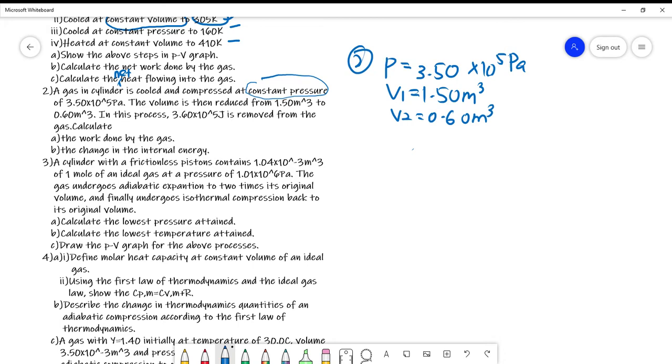Reduced means compression. So in this process, heat is removed from the gas. There's a word missing. This is the heat.